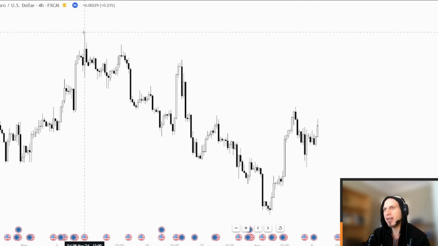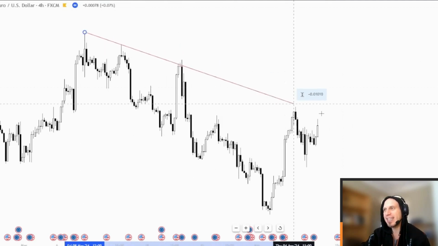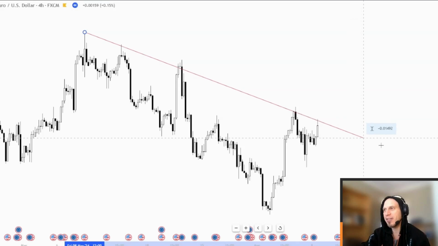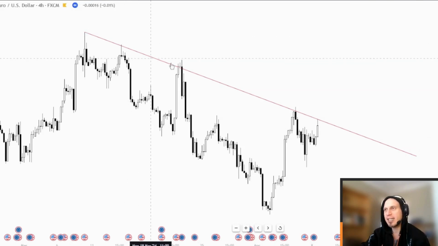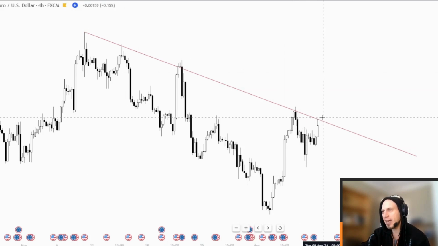I'm going to take our trend line tool and I'm going to connect the current highs of this price chart. Now there we can see we have our first touch, second touch, third touch, fourth touch, and currently as I record this video we have touched this trend line for a 5th time. Okay, so that's what a trend line is.